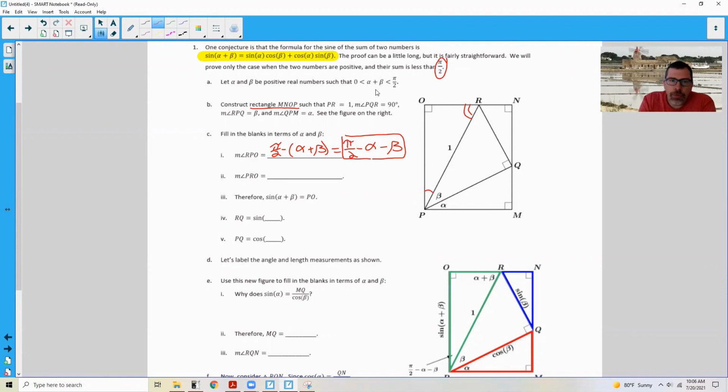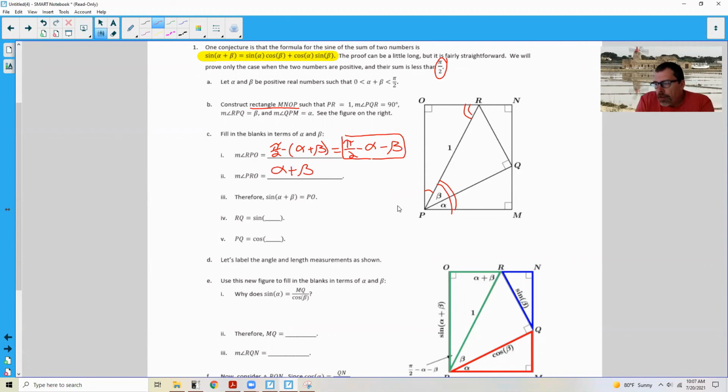Well, actually, here's what we would do here. ON is parallel to PM, and PR is a transversal. So we have alternate interior angles, so this is equal to that. Therefore, the measure of angle PRO is equal to the measure of angle RPM because they're alternate interior angles. So this would also be alpha plus beta.